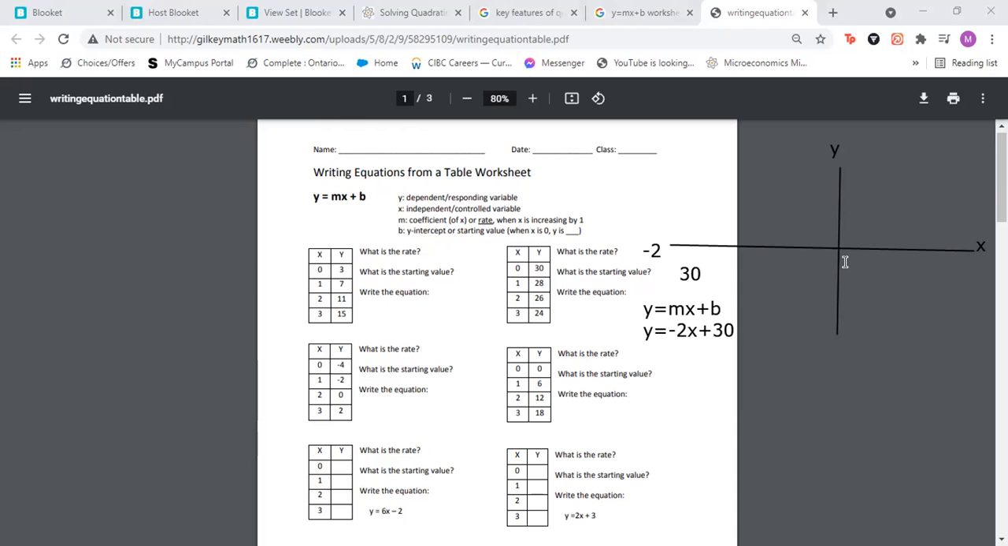Okay. Find my book here. I got a pen, I think. Pencil. There we go.